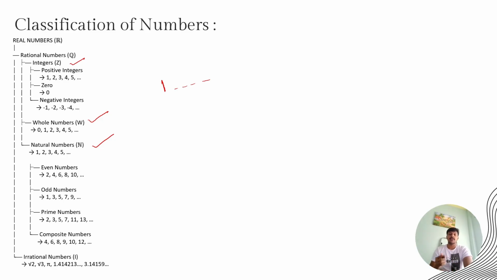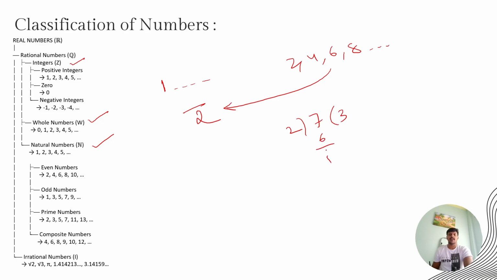Even numbers are the numbers which you can divide with 2. Like for example, 2, 4, 6, 8. All these numbers are exactly divisible by 2. Then what about odd numbers, which are not divisible by 2? Or you can say, when you divide with 2, they are going to give you a remainder 1. For example, let us take 7.